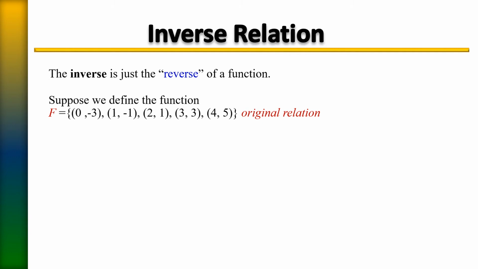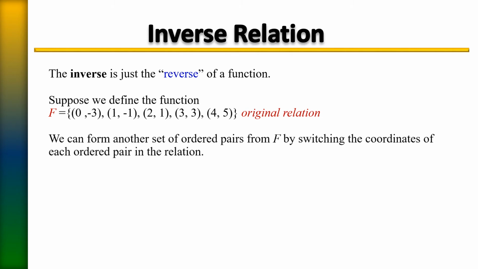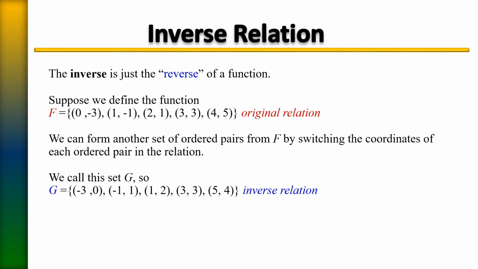When we do that, this is what it's going to look like, and let's call that new set G. So set G then is now an inverse relation, and we would say that set G is the inverse of set F, and there you have it, inverse relations.